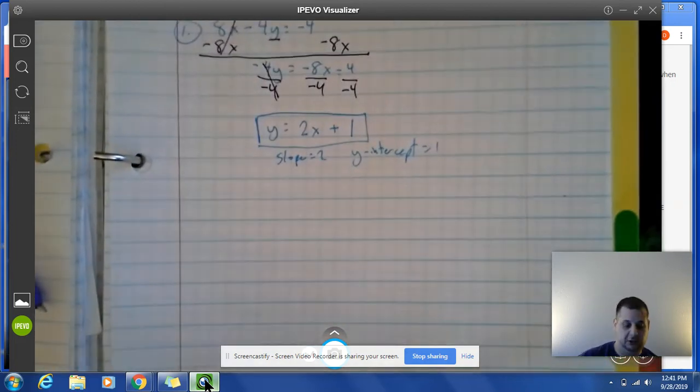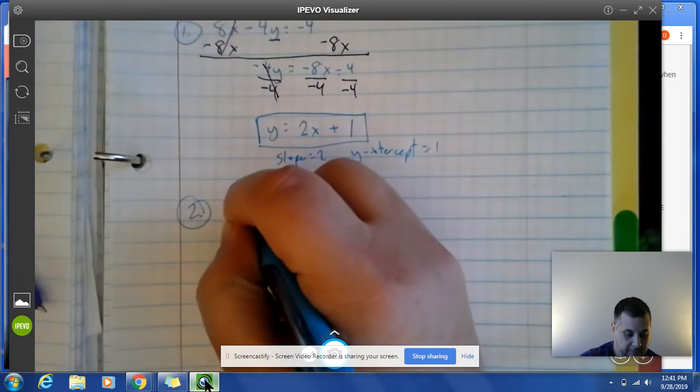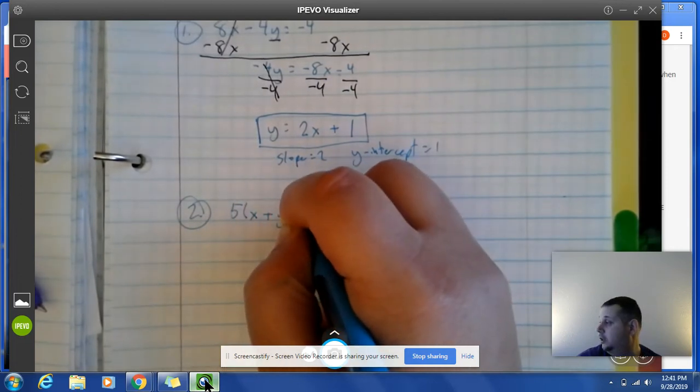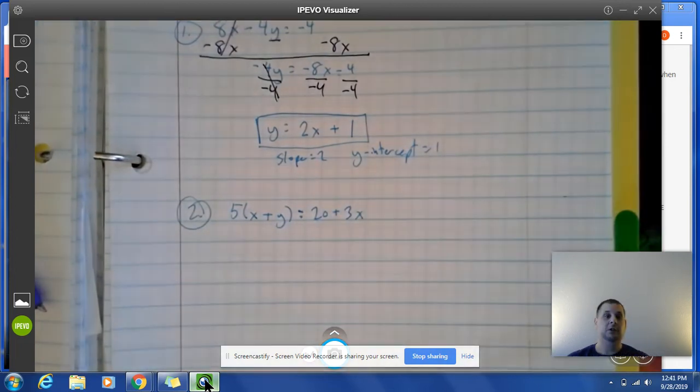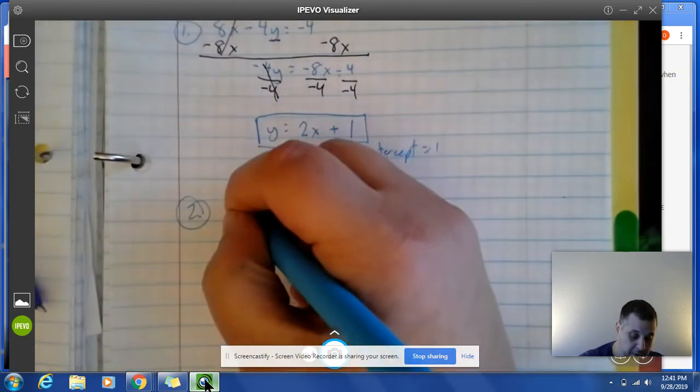All right, so let's do yet another one. Let us take 5 parentheses x plus y parentheses equals 20 plus 3x and see how we would do that one. So before we can get y by itself, we have to do some simplifying. Everything needs to be simplified before we can start this process. So I see some distributive property we can do.